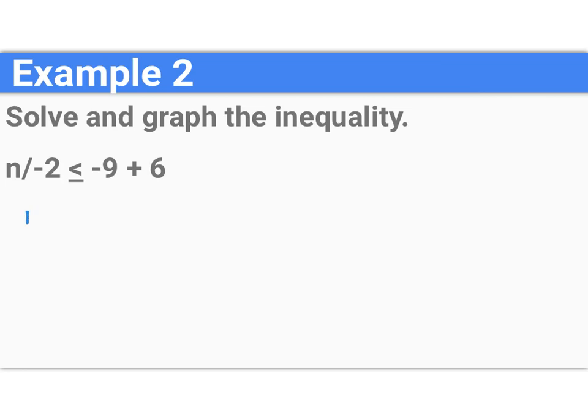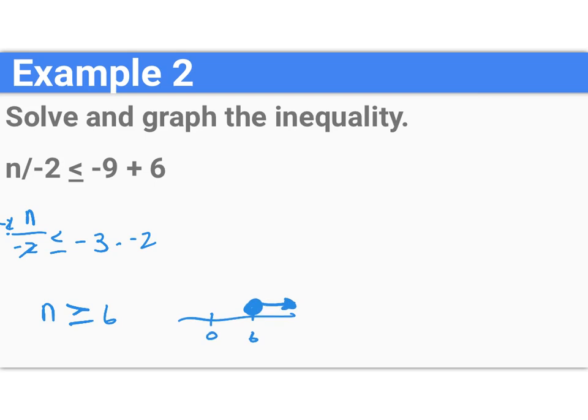So rewriting this one, n over negative 2 is less than or equal to negative 3. We're going to multiply both sides by negative 2, so they cancel out. n is greater than or equal to positive 6. Why did it change? I multiplied by a negative. So when you multiply by a negative, the sign has to change. And it's greater than or equal to, and it's all numbers 6 and bigger.